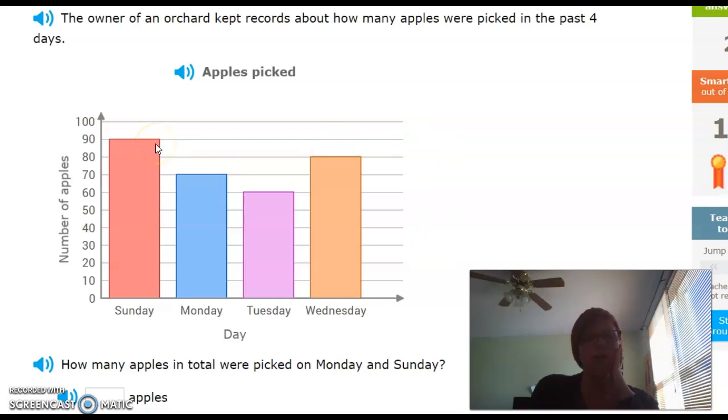So they're asking us, the owner of an orchard kept records about how many apples were picked in the past 4 days and how many apples in total were picked on Monday and Sunday. So they're asking us to basically add together Monday and Sunday's apples, because that's what total means, adding two numbers together. So I look at Monday and I see that Monday had 70 and Sunday had 90, and I know that 70 plus 90 is 160. Awesome.